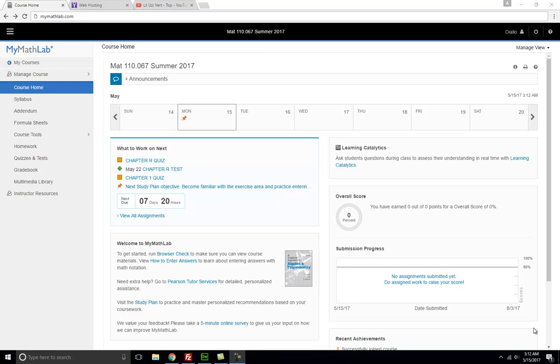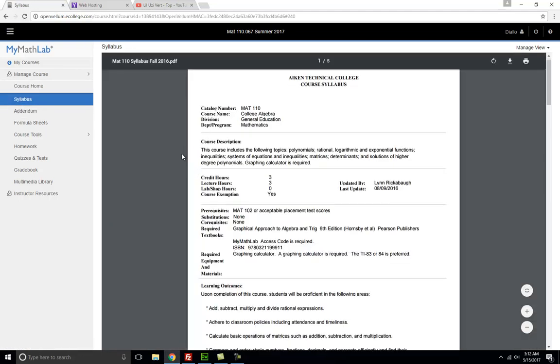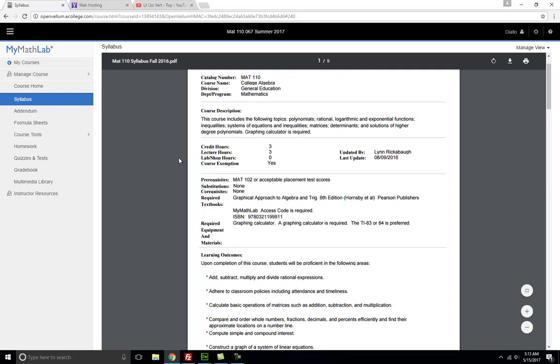And in this video, we'll take a look at the course and how it relates to MyMathLab. We'll start by taking a look at the tabs that are on the left-hand side of the course. The very first tab is the Course Home tab. The next tab you see is the Syllabus tab. And here you can print out and read the syllabus for the course.